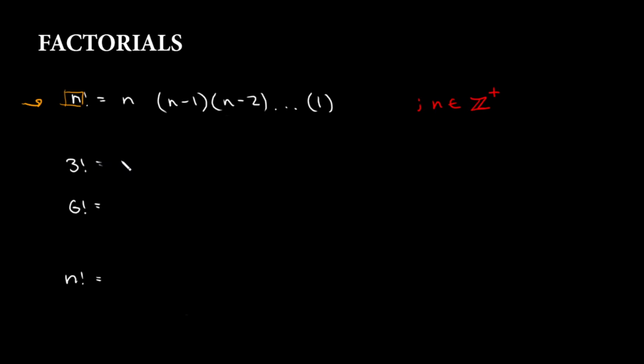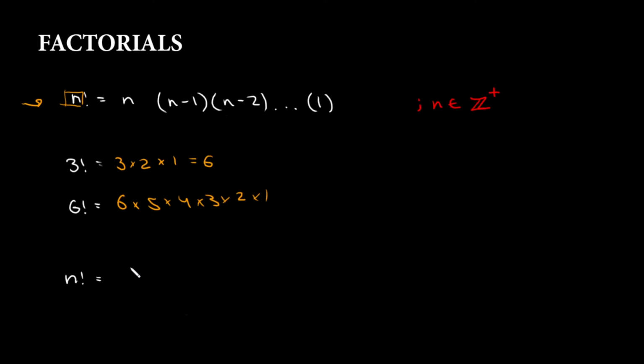3 factorial would be 3 times 2 times 1, and we reached 1, so we stop. And the product of all these numbers combined would be 6. The same way, 6 factorial would be 6 times 5 times 4 times 3 times 2, all the way up until 1, and we would get the product of all these numbers as the result of 6 factorial. It's very simple, and once you understand it, it's really something that you can't forget.